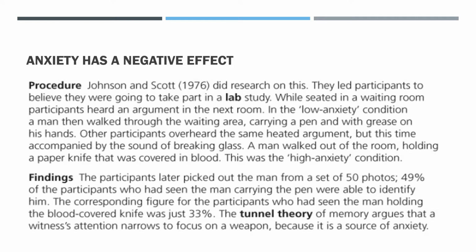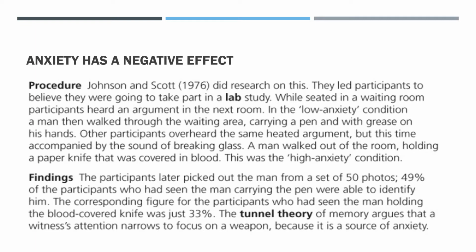There were two conditions. One was a low anxiety condition, and there was an argument, and then a man walked through the waiting area carrying a pen with some grease on it. In the other one, a man walked out with a paper knife that was covered in blood, and there was a sound of breaking glass heard, and that was the high anxiety condition. So it was an independent groups design, lab experiment, two different conditions.